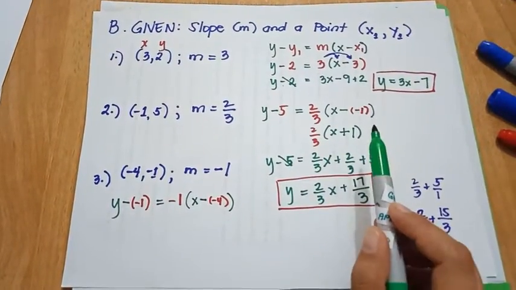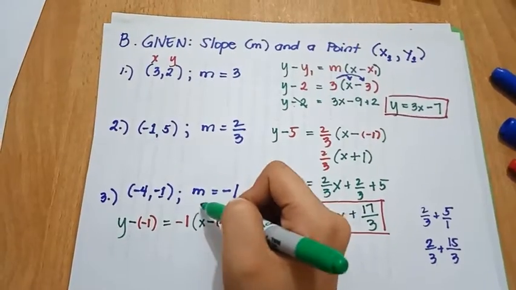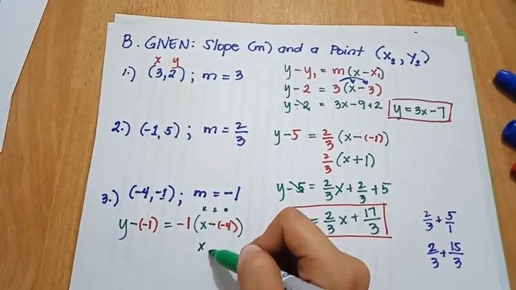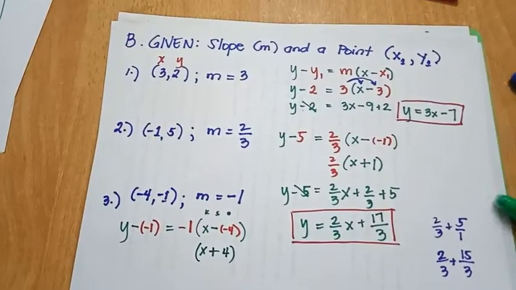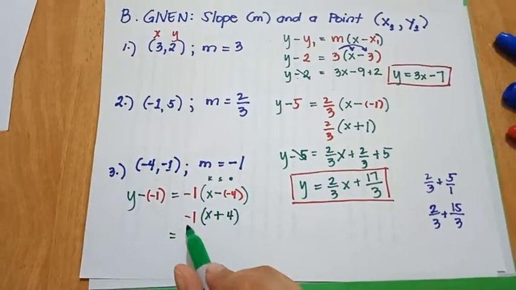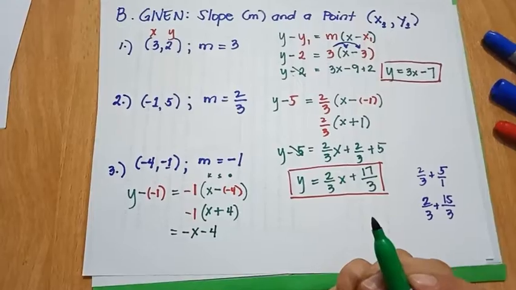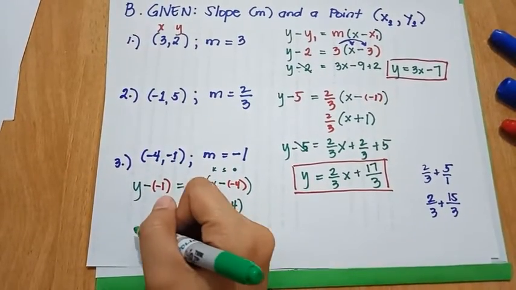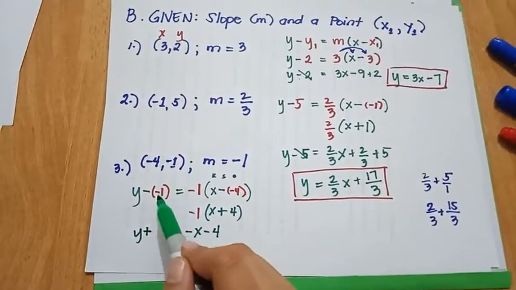Okay, so just like what we did earlier, we have to eliminate first our innermost parenthesis. To eliminate that one, KSO again, keep, switch, opposite. So x will still be x, negative will become plus, and the opposite of -4 is 4. Then we will multiply this polynomial with your slope, -1. So the next statement will be -1 times x is -x, -1 times 4 is -4. Applying the same process to our left side of the equation, keep, switch, opposite, so y will be y. Minus will become plus, and negative will become positive.